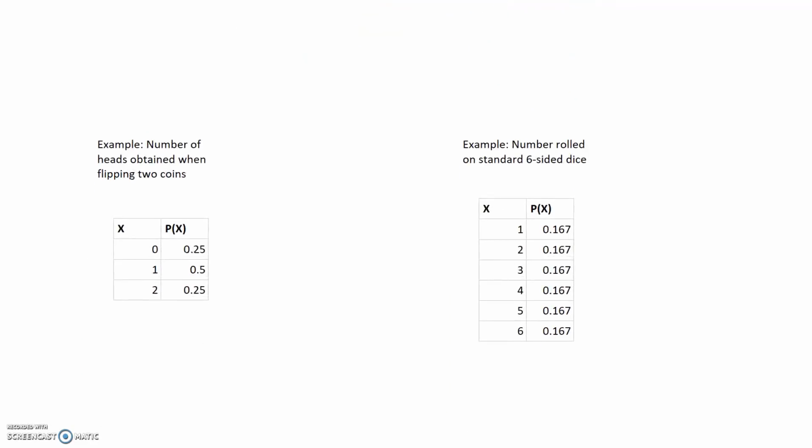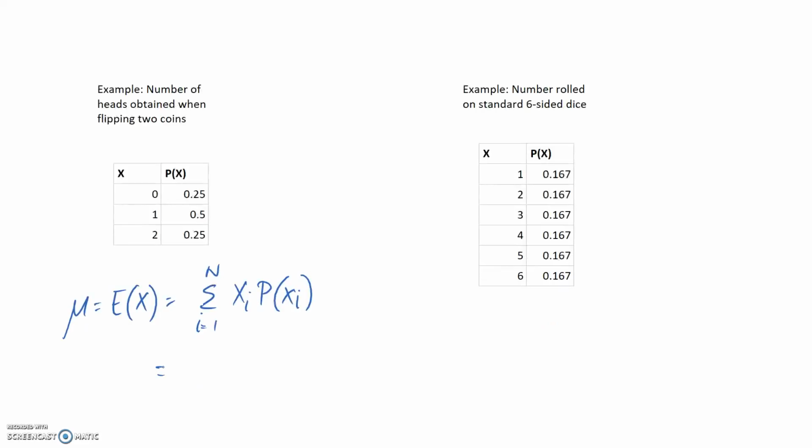We'll start with the number of heads obtained when flipping 2 coins. If we write out our equation, either mu or E(X), it doesn't matter which way you express it, it's equal to the sum of x times the probability of x. Writing this out, we'll start with i equal to 1, which is your first outcome. The outcome is 0, which is x_i, and we multiply it by the probability of that outcome, which is 0.25. We're summing these all together, that's what the sigma symbol means.